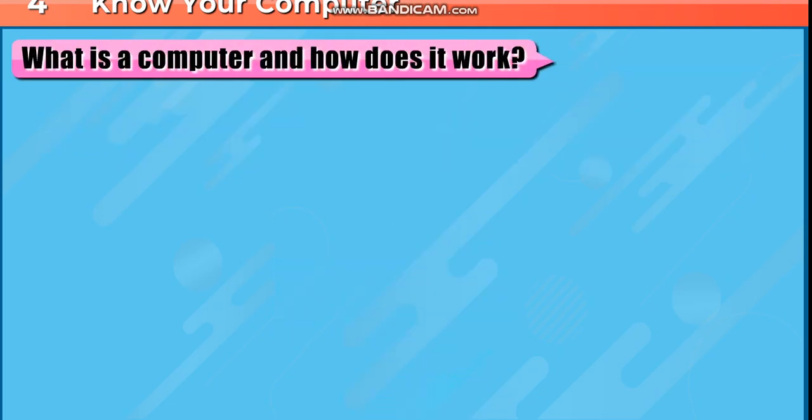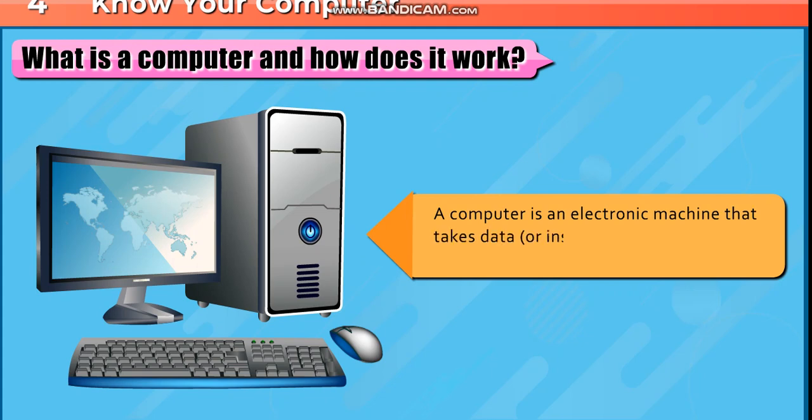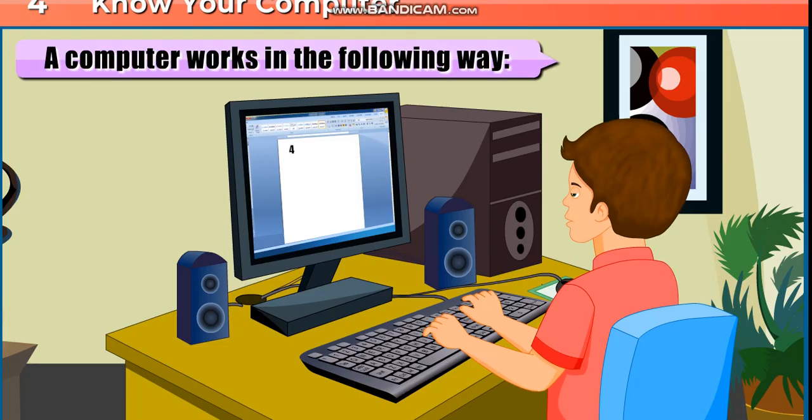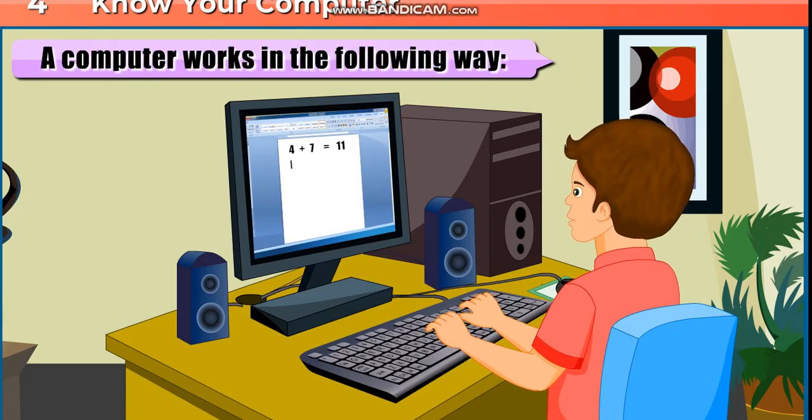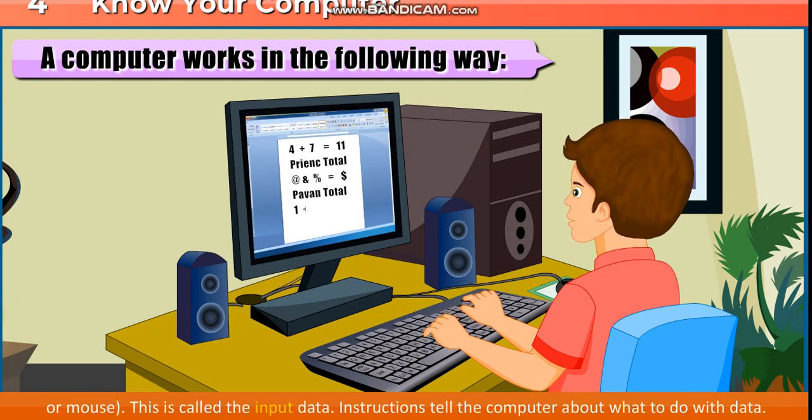What is a computer and how does it work? A computer is an electronic machine that takes data or instructions as input, processes it, and gives the result as output. A computer works in the following way. You enter the data and instructions into the computer using the input devices, for example, keyboard or mouse. This is called the input data. Instructions tell the computer about what to do with data.